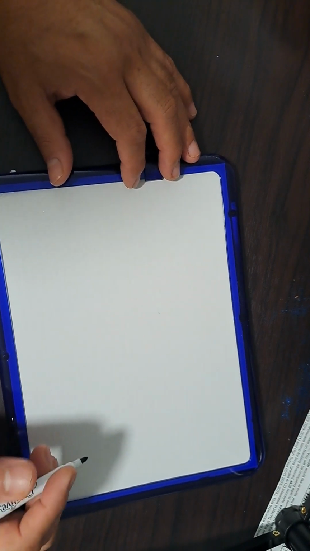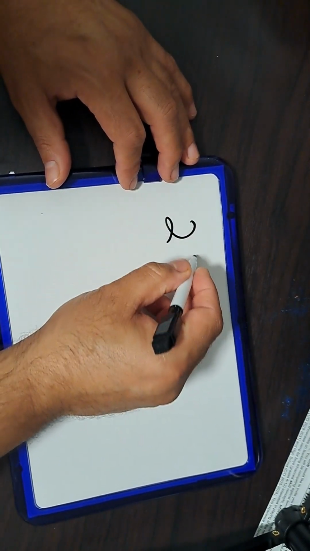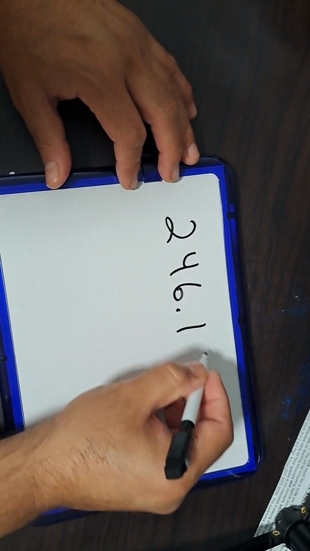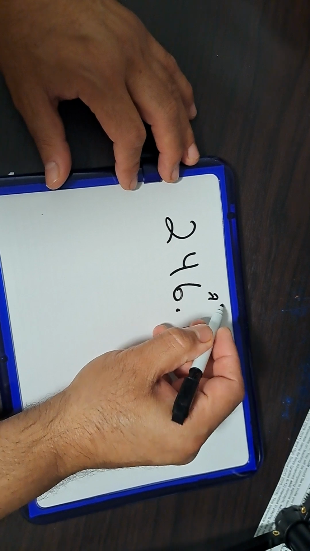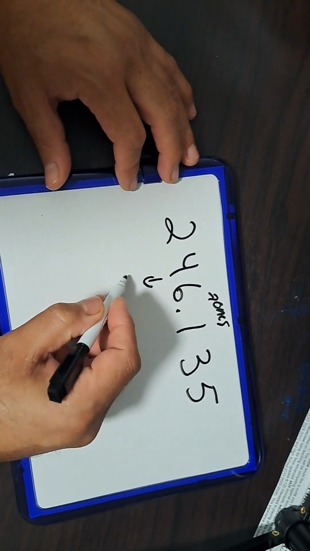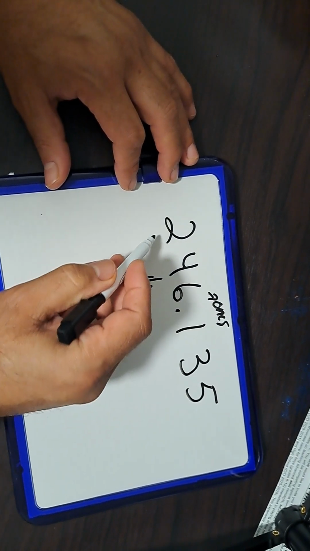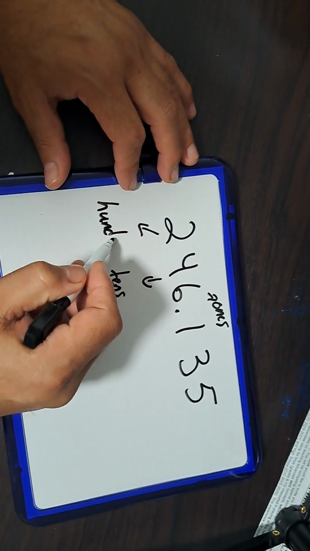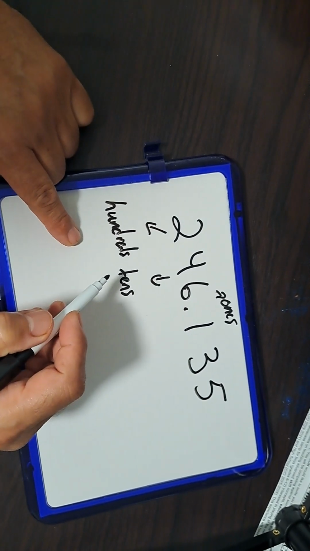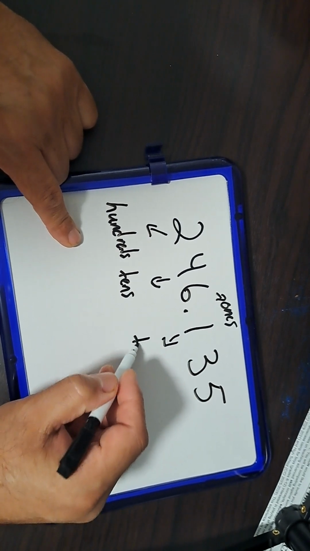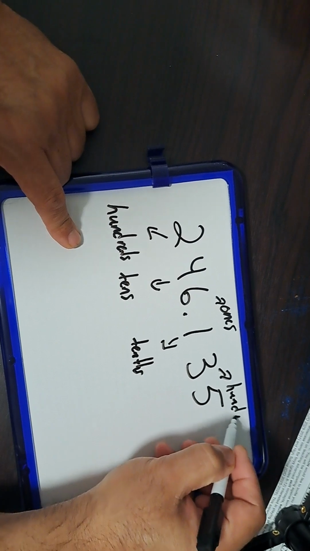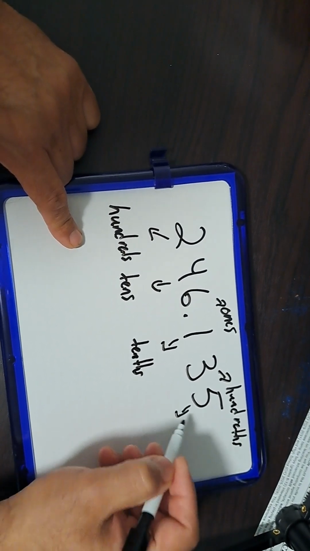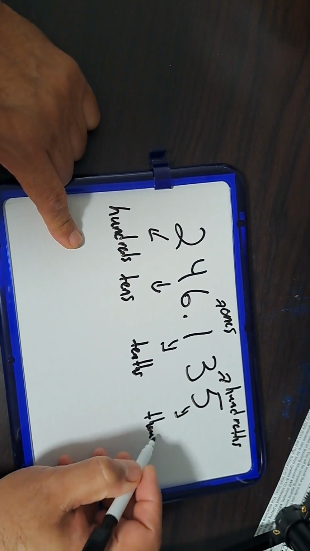Okay, so we start with place values, right? Place values, we got the ones, we got the tens, we got hundreds. Here we have the tens, we have the hundreds, and we have the thousands.